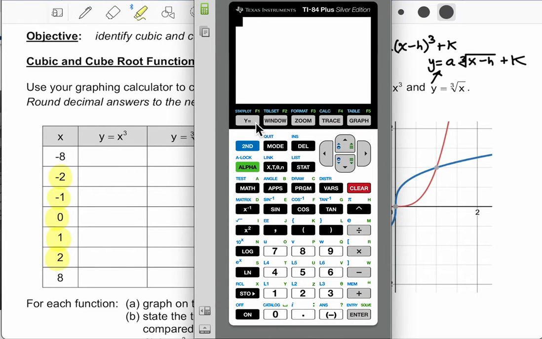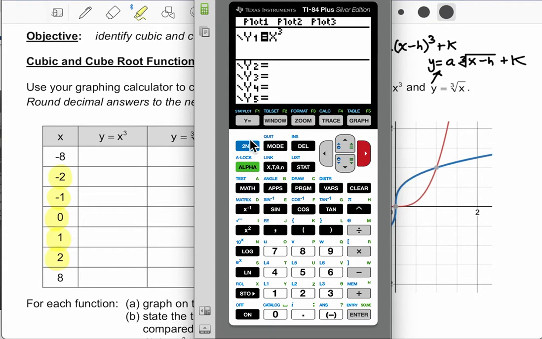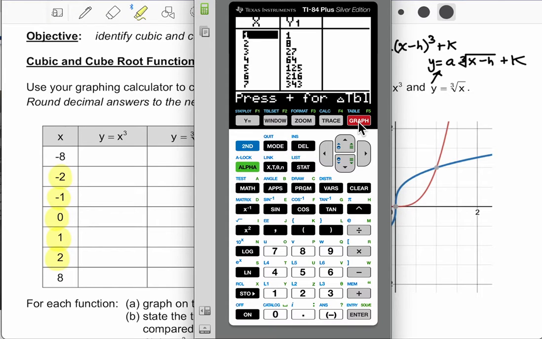A new world record. So you type in x to the third power, so the caret key. Why they call it a caret, I have no idea. X to the third power. Second graph brings you to the table. And then you can get the important values.